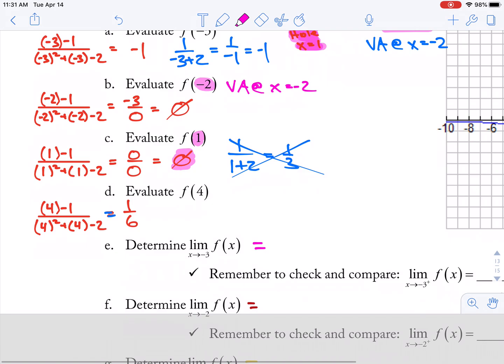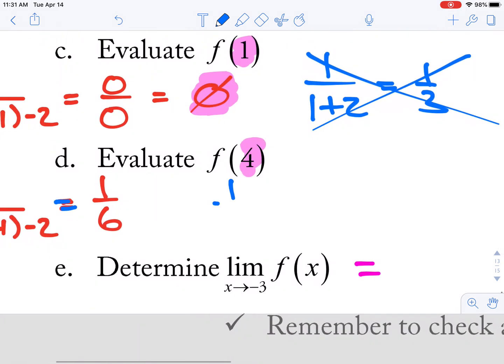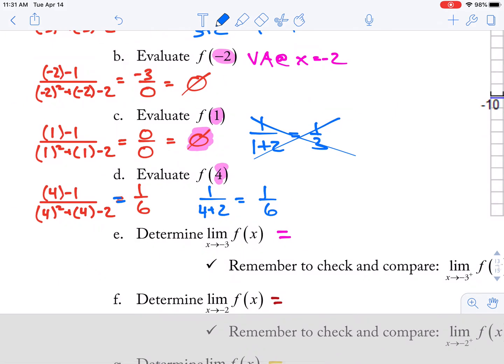If you want to evaluate 4, we can just plug 4 in and we get 1/6. Again, you can plug it into the original, or into the simplified version. The simplified version is just a lot easier to complete.